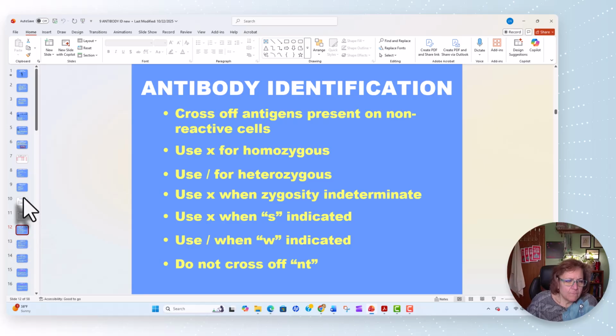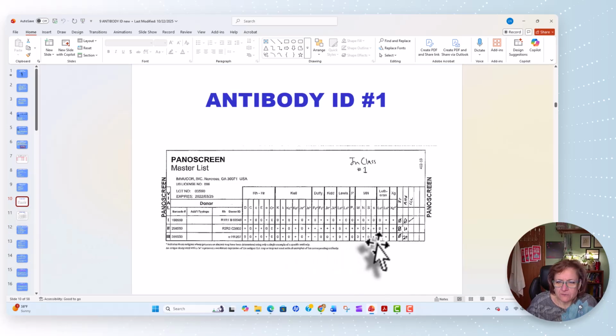So we start by, I give you these panels, and we're actually going to pull this up on a PDF that we can work on. On this panel, you're going to see we've got immediate spin, AHG, and check cells. I said it's panel, screen cells. These are our screen cells. The panel screen, you're going to have screen cells, panel cells, and select cells. Those are the 3 different ones you're going to have for ID. So these are our screen cells.